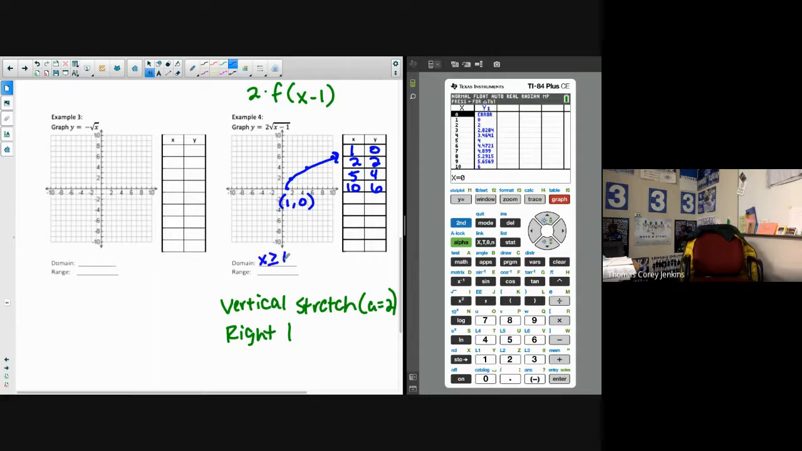And then does the stretch affect my domain, range? The answer to that is no. We're still going between 0 and infinity. With the stretch, we just, in theory, get there a little bit quicker, right? So y is greater than or equal to 0.